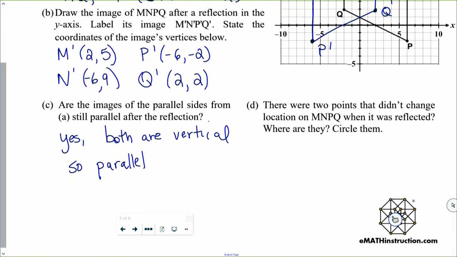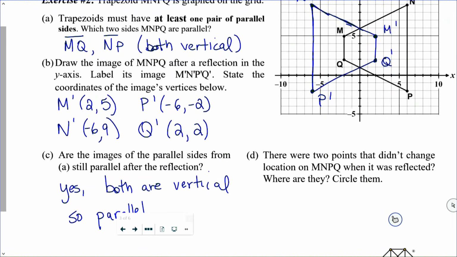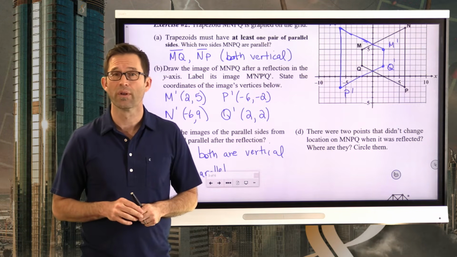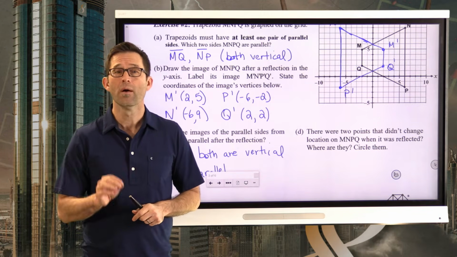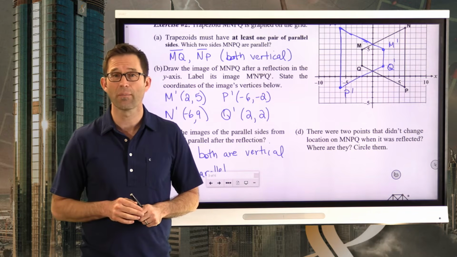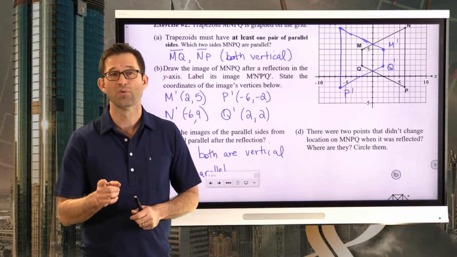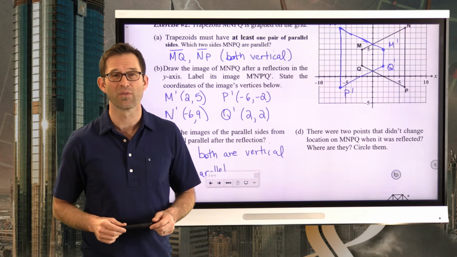Awesome. Now the final one, which may be the trickiest, right? Letter D. There were 2 points that didn't change location on M, N, P, Q when it was reflected. Where are they? Circle them. And by where are they, let's circle them and also state their coordinates. There were 2 points that are what are known as invariant. That's not a term that you need to know, but literally when we reflected this trapezoid across the y-axis, these points didn't go anywhere. Which 2 points are they? Circle them, pause the video, see if you can figure this out.